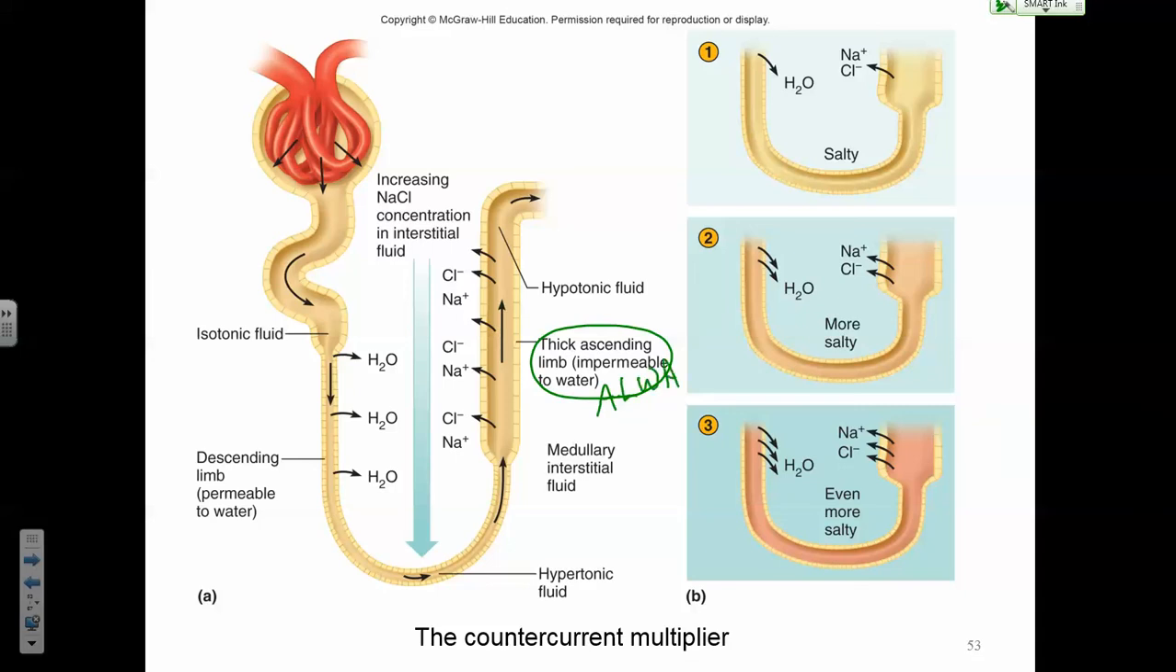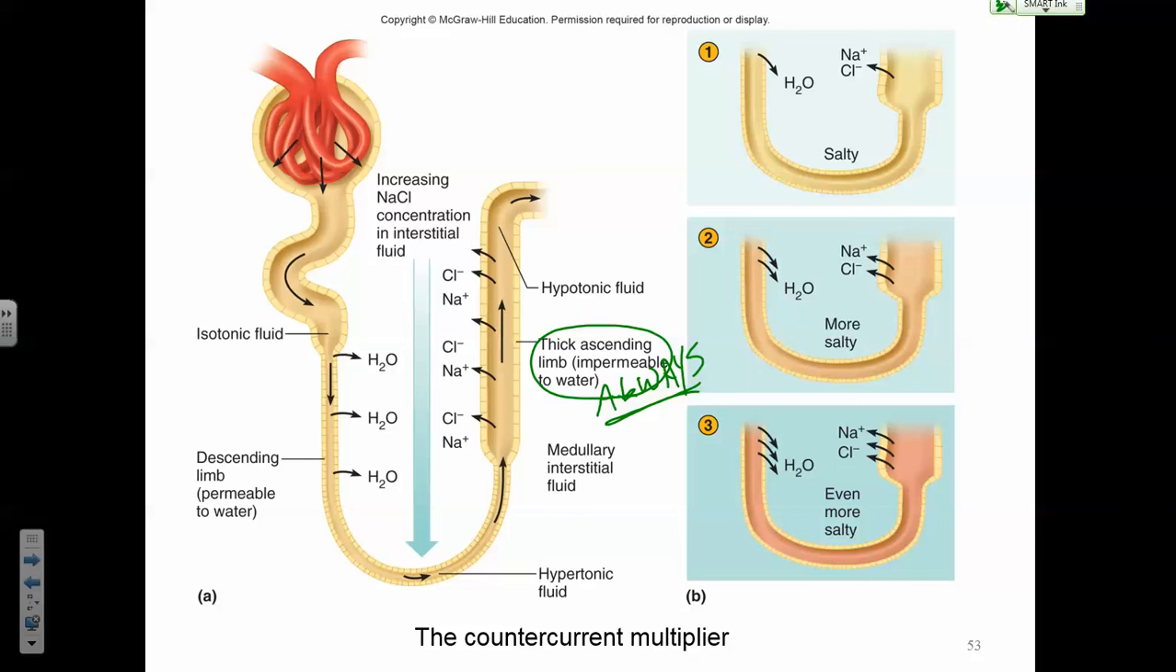Even if ADH is present, ADH doesn't have target cells at the loop of Henle. It only has target cells at the distal tubule and collecting duct. So regardless of ADH levels, water cannot be reabsorbed at the ascending limb of the loop of Henle. It can be reabsorbed at the descending limb.